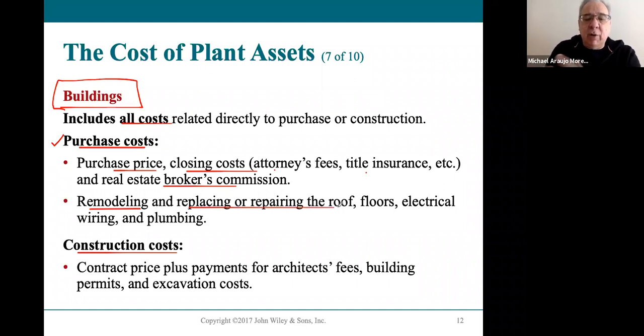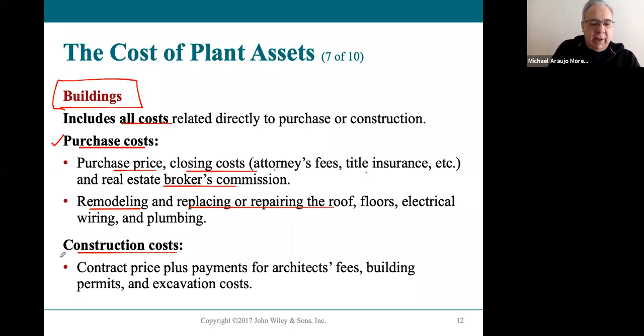Sometimes you might need to repair or replace very important parts of that building, like the roof. Maybe some of the floors need to be replaced. Certainly the electrical, the wiring, the plumbing, all that has to be up to date. And if you need to repair it or replace it, that's part of the cost of the building. Anything you need to do to get the building open, literally, is part of the cost of the building.